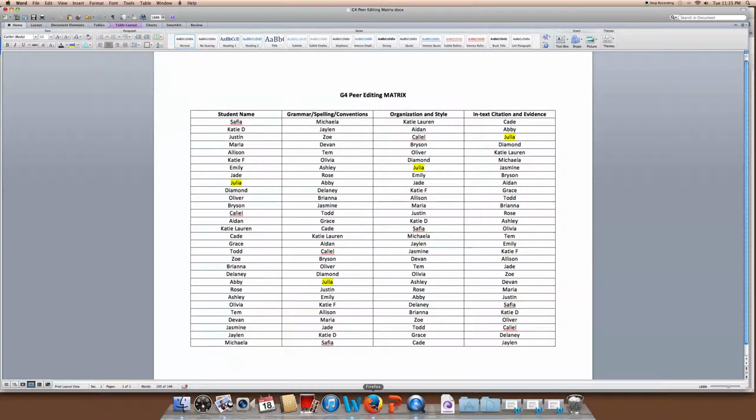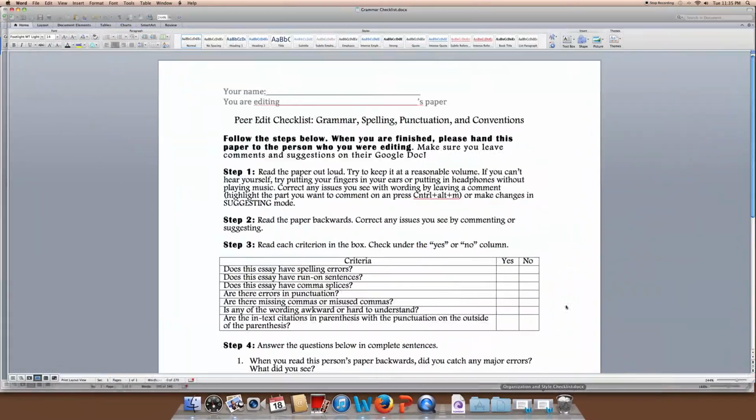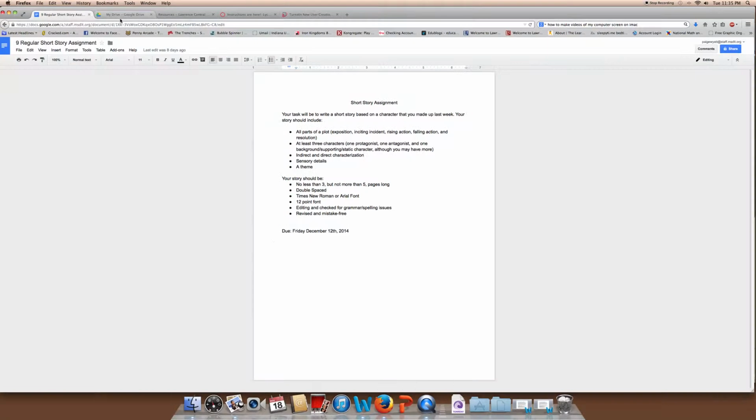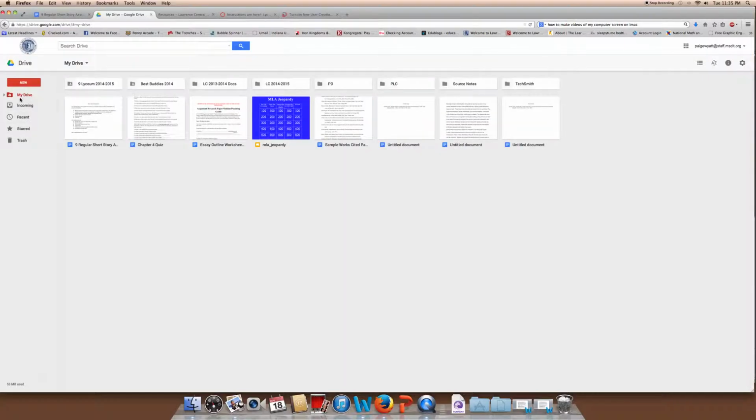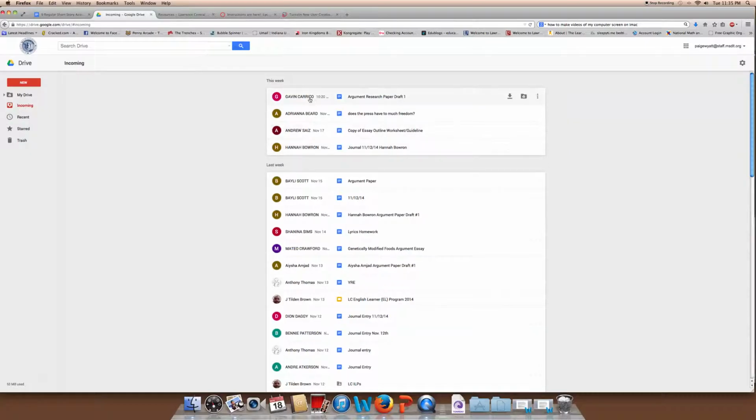So when she's ready to look at Abby's paper, she's going to go to her packet. She's going to find the checklist that's titled Peer Edit Checklist, Grammar, Spelling, Punctuation, and Conventions. She's going to open that up in her packet. Then she's going to go to her Google Drive. And she's going to look at the incoming or shared with me folder, whichever one yours says. She's going to look here on this left side for Abby's name, because hopefully Abby is done and sent it to Julia so that Julia can grade it. So let's pretend that this is Abby's document, even though it's not.